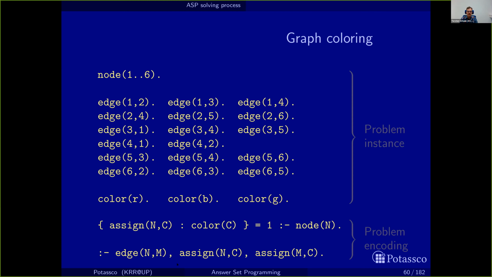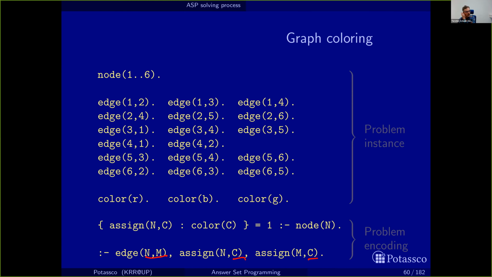It says, whenever you have an edge with 2 nodes, it must not be the case that they have been assigned the same color. And that's it, folks. That's more or less how you express this in ASP.